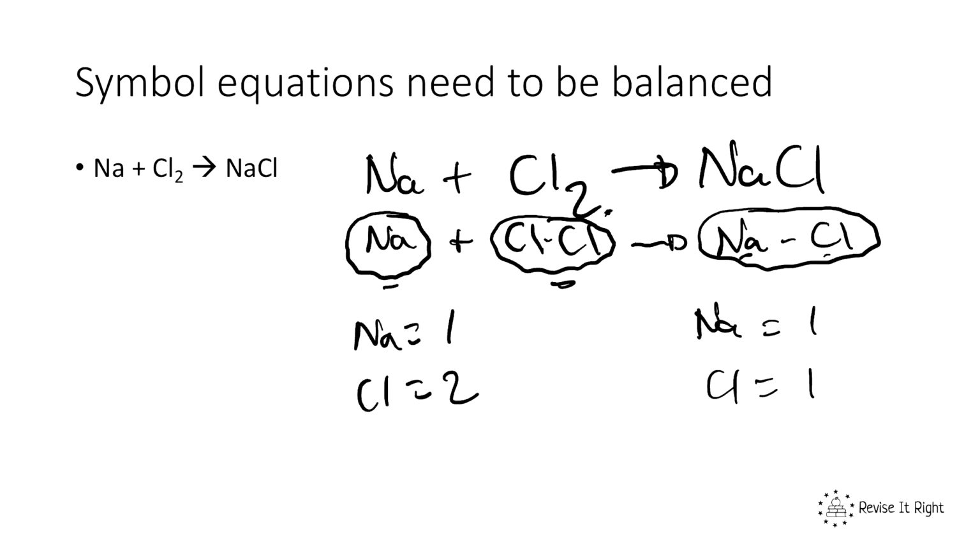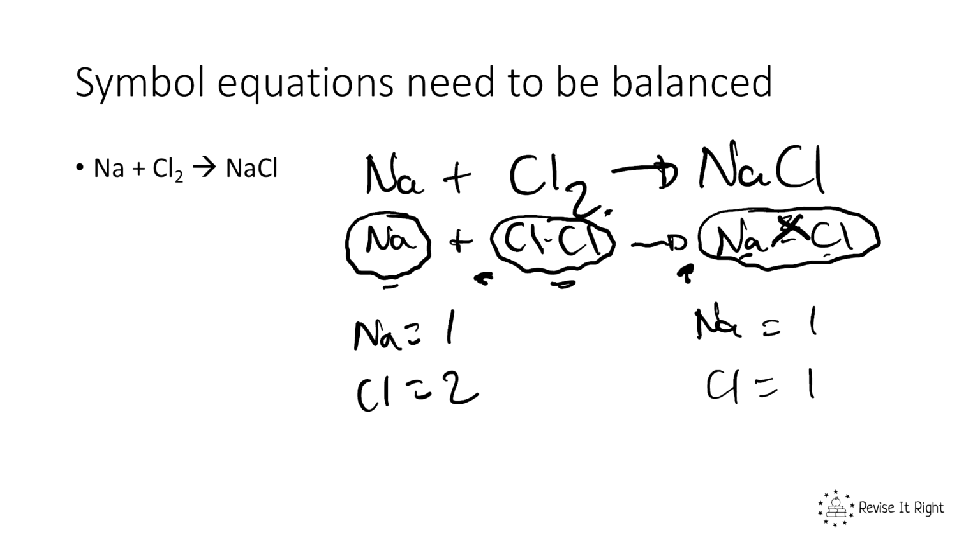So we need to ask ourselves, are they balanced? No, they're not. There's an uneven amount of chlorines. So what can we do? This is why I suggest you circle them, because what we can't do is put a 2 here. We can't just suddenly make 2 chlorines appear here. It doesn't work, so we can cross that out. The only thing we can do is add numbers to the front of our different atoms, elements and compounds.